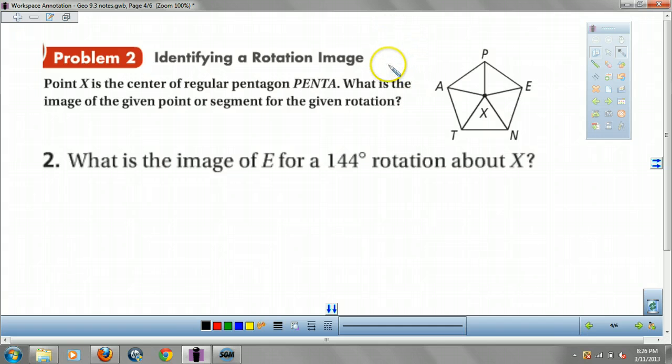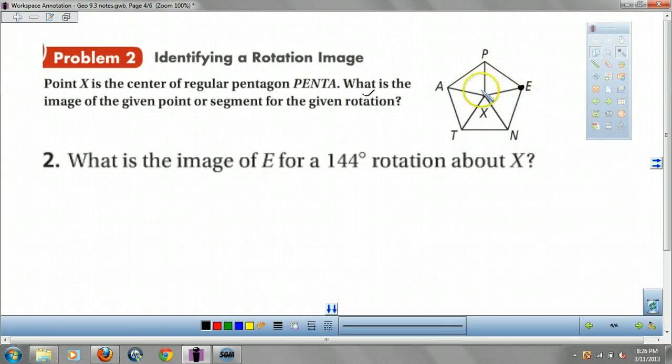Okay, identifying a rotation image. Point X is the center of regular polygon penta. What is the image given a point or segment of the given rotation? So what is the image of E under a rotation of 144 degrees?